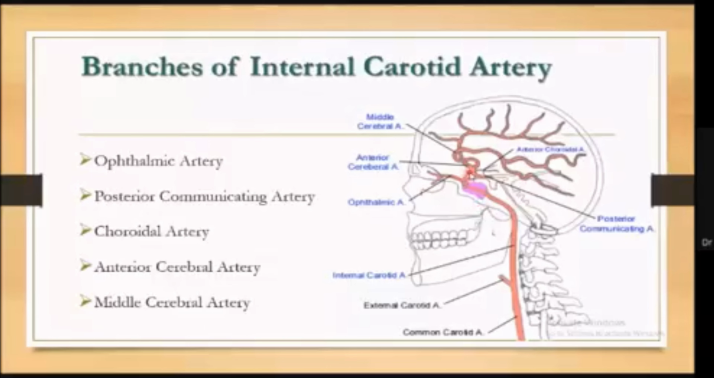Then it is giving two other small branches, which are the choroidal artery and the posterior communicating artery. So before the termination of internal carotid artery, there is a small artery which is emerging. This is the posterior communicating artery, which is running posteriorly, going posteriorly and anastomosing with the posterior cerebral artery. So posterior communicating artery is a branch of internal carotid artery, which is going posteriorly and anastomosing with the posterior cerebral artery.